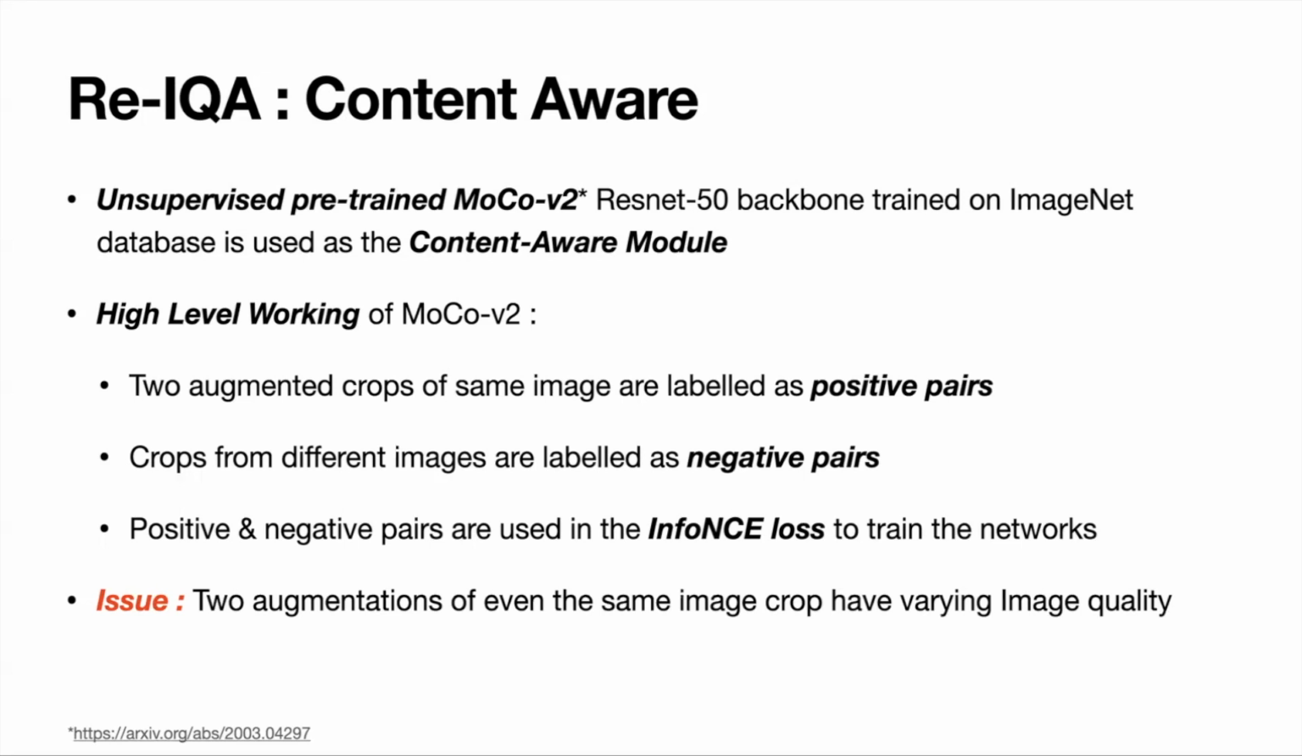Two augmentations of even the same crops of an image have different quality and thus cannot be labeled as similar. Thus, this setup cannot be used to learn quality-aware features. We modify MoCo V2 as described next.